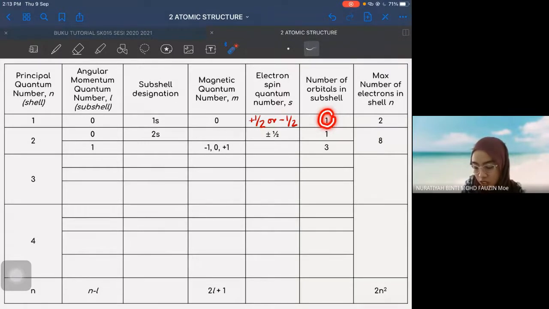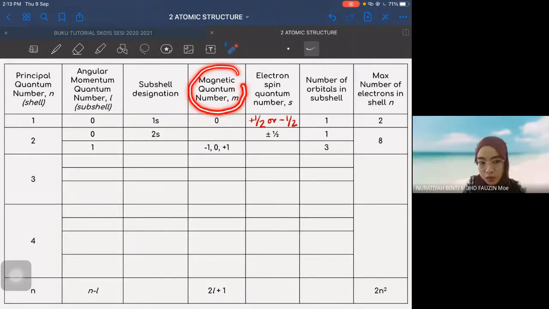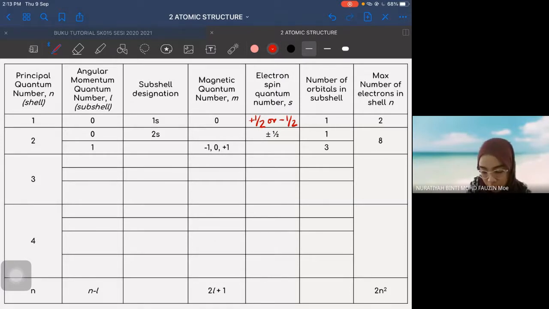Number of orbitals in subshell. This one, dari mana awak dapat? Mana awak refer to this? Magnetic quantum number, from M. Betul. So you will look at how many values of M you have, right? So ini satu je, because awak ada zero saja. So ada satu je lah orbital dalam awak punya subshell 1s. So bila awak tulis orbital diagram, awak punya orbital diagram ialah 1s. Ini adalah subshell, dan awak ada satu kotak orbital. So this is the number of orbital lah.